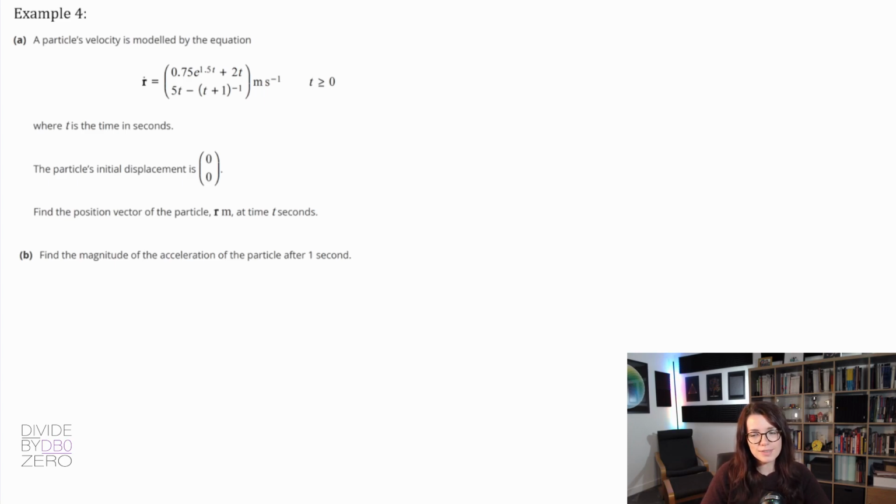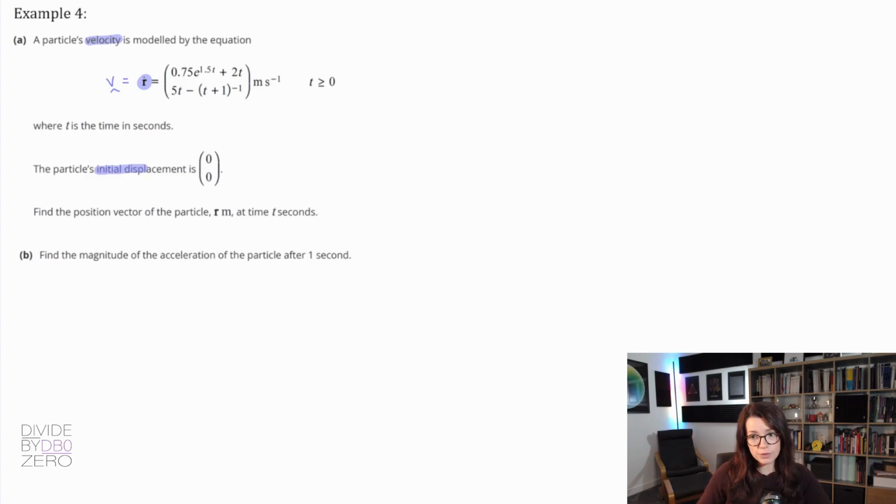Example 4. A particle's velocity is modelled by the equation r dot equals this, where t is the time in seconds. The particle's initial displacement is 0, 0. Find the position vector of the particle r at time t seconds. So this is that dot notation that I mentioned earlier. It's r dot, which is the same as dr/dt, therefore that is the velocity. It also mentions velocity up here, but it's good to be aware of the dot notation.